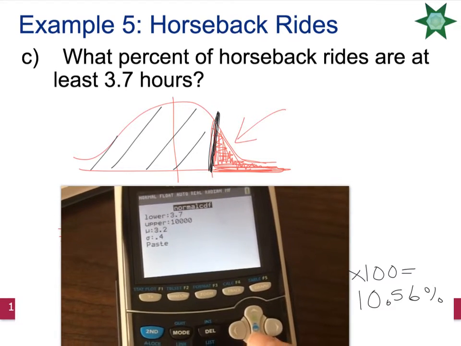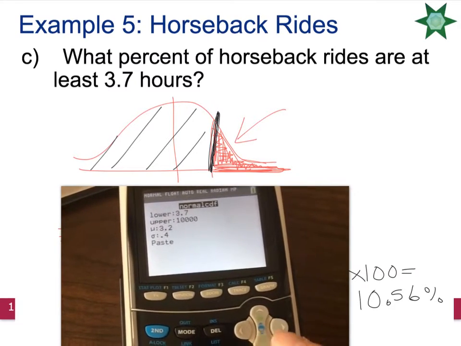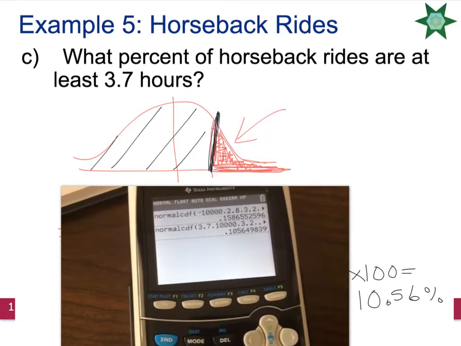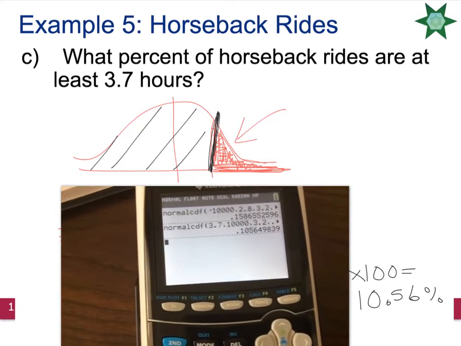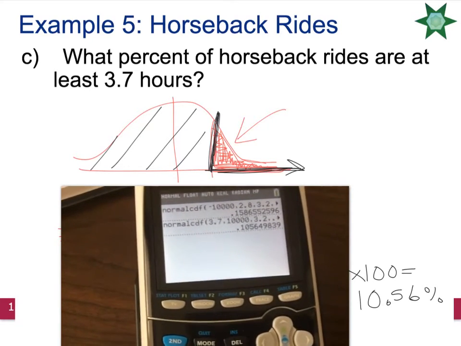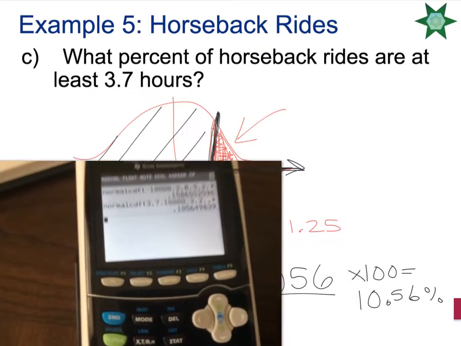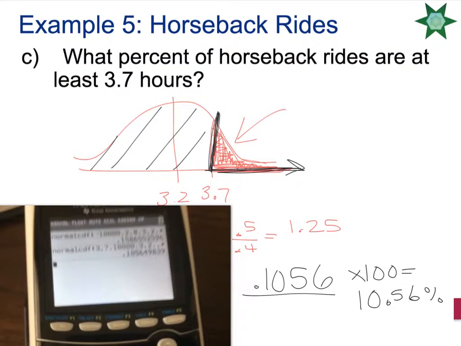My mean is still 3.2. My standard deviation is still 0.4. And then I'm going to hit paste and enter. And notice it gives me 0.1056. So, same answer I got by doing it by hand. You take that 0.1056, times it by 100, and you're done.